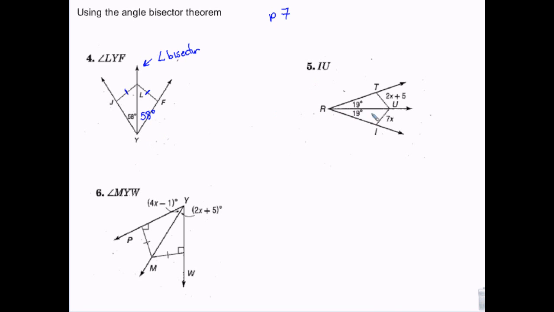Okay. Here, on number 5, the fact that both of these are 19 tells me it's an angle bisector. So that means that this is equal to this. So I'm going to have to set those equal and solve it. So I get 5 is equal to 5x, so that makes x 1. But I don't want to know x, I want to know IU right here. And IU is 7 times x, which is 7 times 1, which is 7.